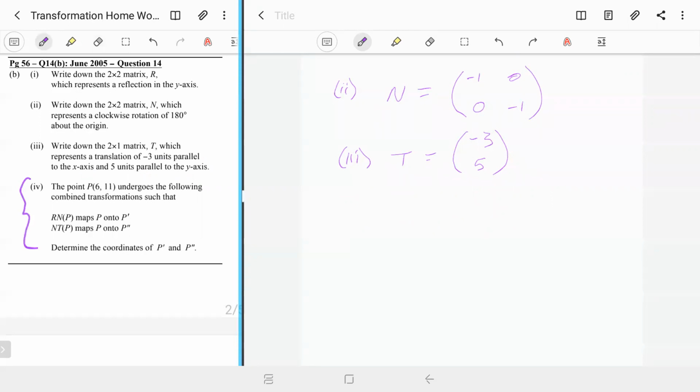So, it says P is the point (6, 11). P undergoes the following transformations: RN on P maps P to P prime, while NT on P maps P to P double prime. Let's write what those mean. So we're doing part 4. We're going to do them one at a time. Let's do RN on P. I want us to determine the coordinates of P prime and P double prime.